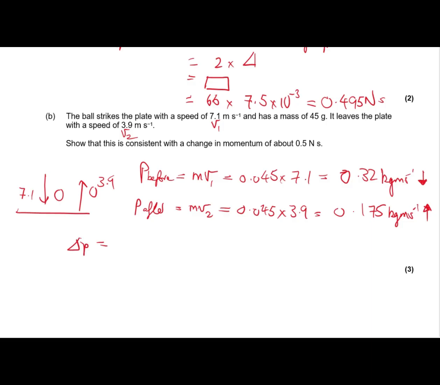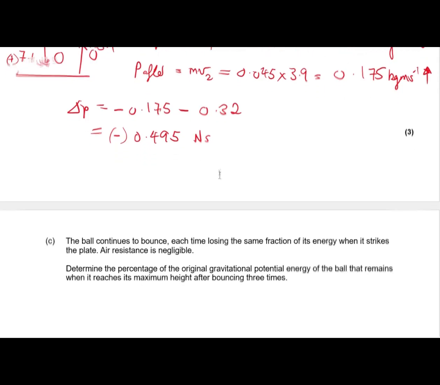Don't forget you've got to observe positive and negative. So if you call the original direction positive, that is now negative, isn't it? So therefore it's minus 0.175 minus the original momentum, which is 0.32. The minus just tells you there's been a change of direction from the original, so 0.495 Newton seconds. Okay, so that works out all right. Let's move on to the next bit of the question.